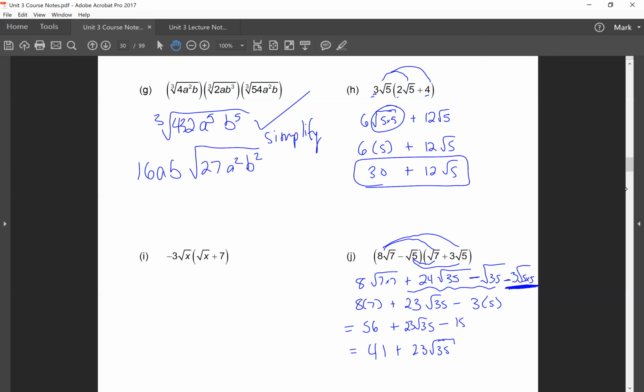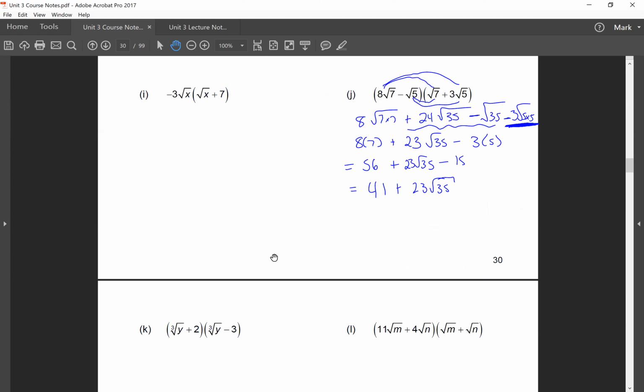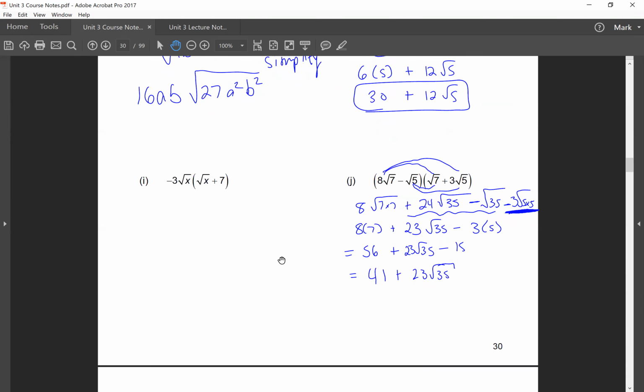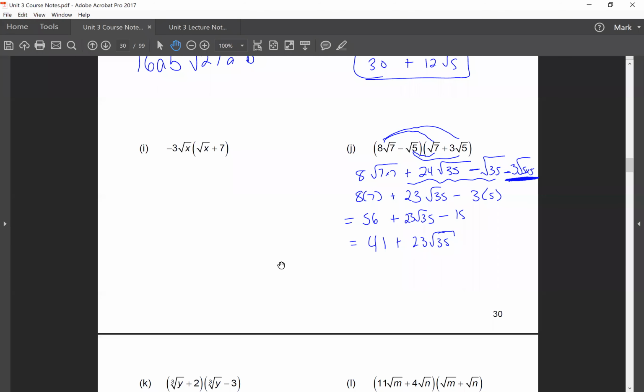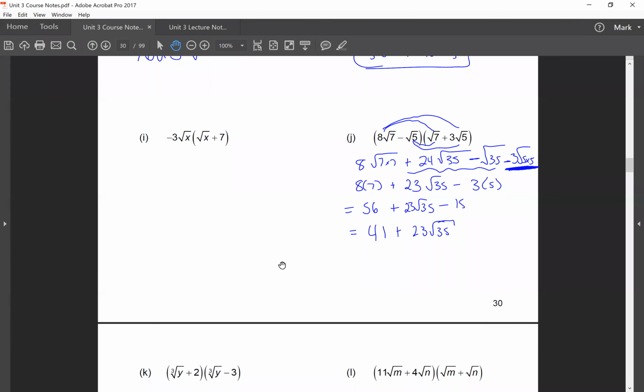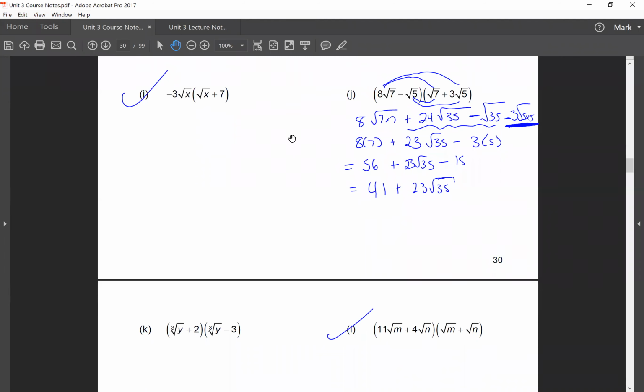All right, so why don't you guys try a couple of these for practice? I didn't intend to do this many, but that's okay. I'm trying to put as much on the screen as I can. Why don't you guys try I and L? You don't have to worry about K, but try I and L. All right, and I'll be back in a minute. We'll check your answers.